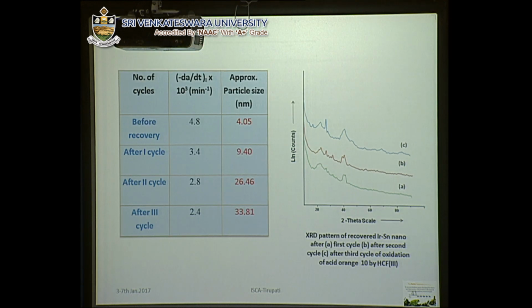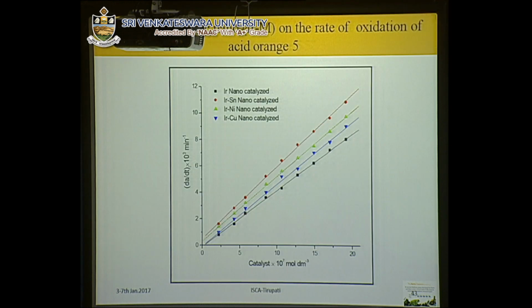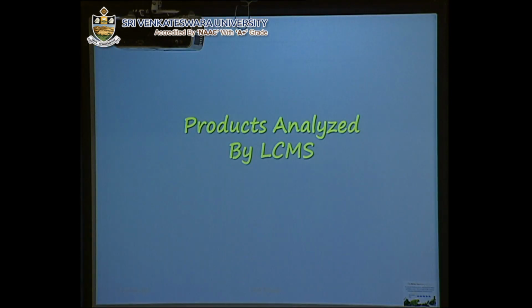Again, the same is the case with the other dye, and the same type of study has been carried out by using the particles of iridium copper and iridium nickel. I have also compared the reaction rate with the catalyst concentration. This shows the reaction rate in presence of iridium copper. This blue line shows in presence of iridium nickel. This is iridium monometallic. This is iridium copper, iridium nickel, iridium tin. So we can conclude that the catalytic activity of bimetallic iridium tin is better than the iridium nickel and iridium copper.